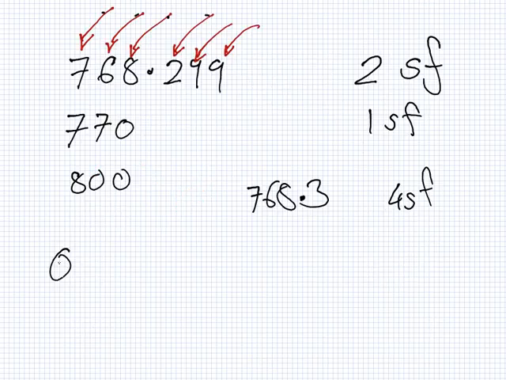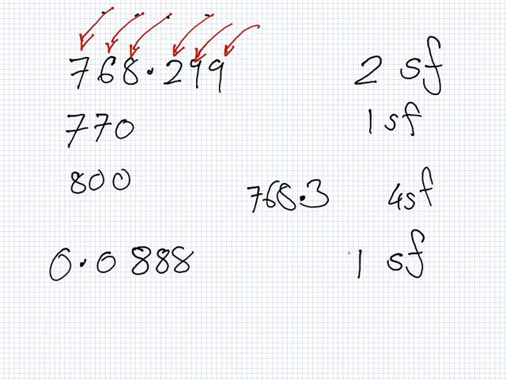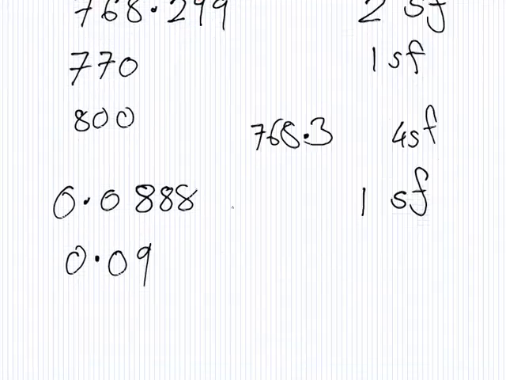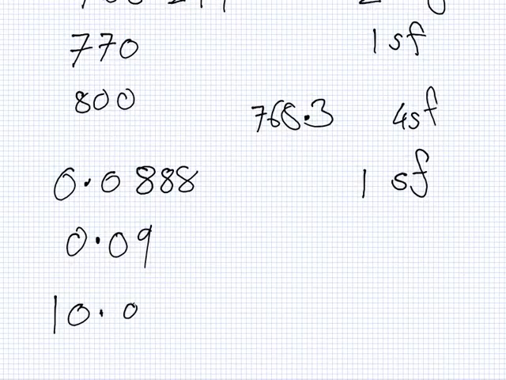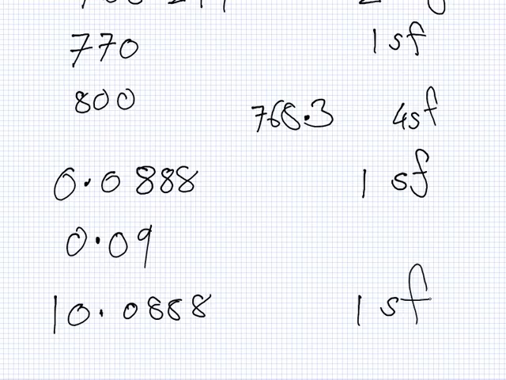What about 0.0888, and I want 1 significant figure? 0.09 then. Yeah. And then what about 10.0888, and I said 1 significant figure? It's 10. Yeah, good, okay. All right. I'm going to give you a couple of examples to try, but actually before I do, I'll just do one more example. Can I scroll down?